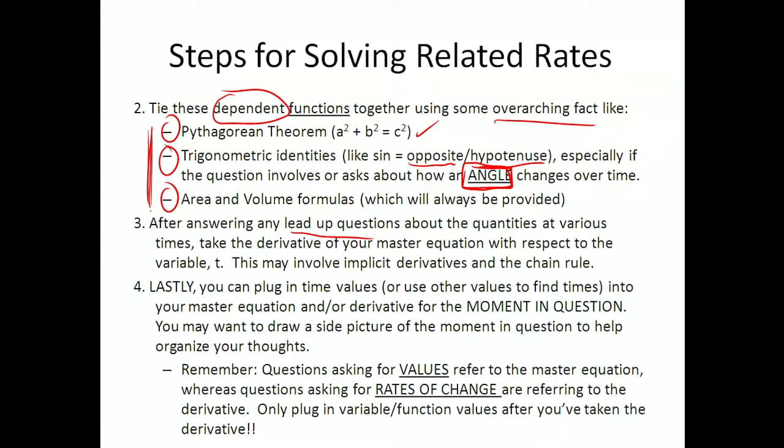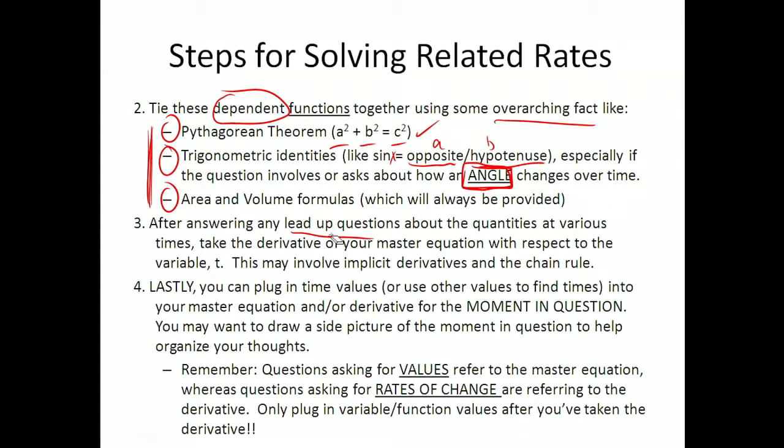These overarching facts that I have up here, they're not derivatives, right? They're just facts. They're a squared plus b squared equals c squared, or sine of x equals a over b, or whatever letters you're using for your quantities, right? They're just statements. They're not derivatives. So how would I ever introduce a derivative?